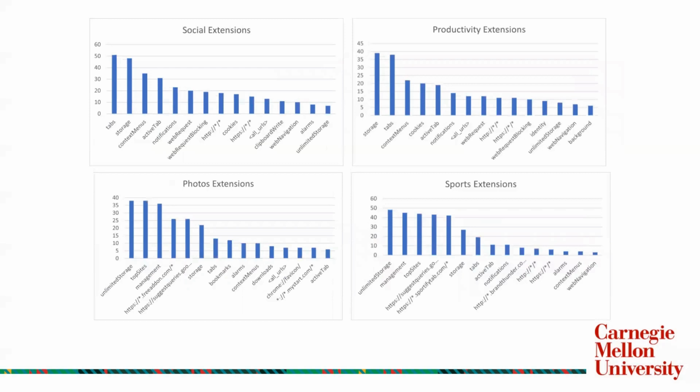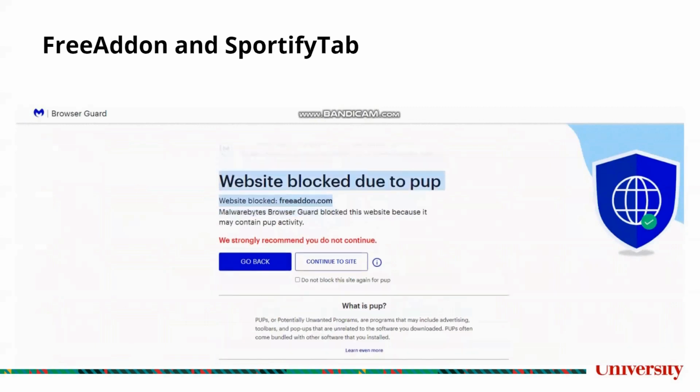For the case of photos and sports, there's a special permission which we see in the top 5. It's a specific URL, which is a free add-on, and sportifytab.com. It is strange because this set of extensions was huge in number, and for a specific URL to be requested by a majority of them is a strange thing. So next we will be talking about the free add-on and Spotify host permissions.